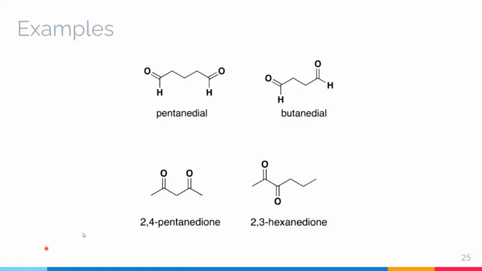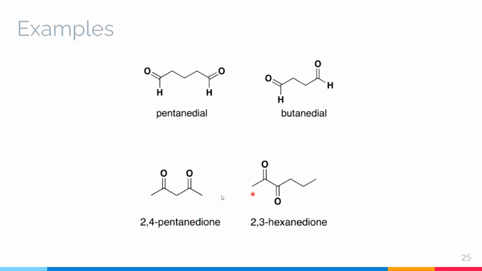So here are just some examples. We have pentane dial. This is a pentane with 2 aldehydes on the ends. Pentanedial. This one also, butanedial. Ketones, on the other hand, this one's on the 2 and 4. You count from the right, 2 and 4, from the left, 2 and 4. 2,4-pentanedione.